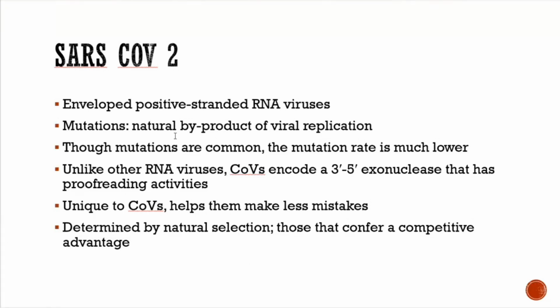Mutations are normal, right? It's a natural byproduct of viral replication for these viruses. They're very common in RNA viruses. And although they're common, coronaviruses mutate at a much lower rate than other RNA viruses. They have a specific enzyme that has a proofreading activity, so that helps these coronaviruses make fewer mistakes. It's unique to coronaviruses. Most of these mutations, not all of them, but most of them, are determined by natural selection.